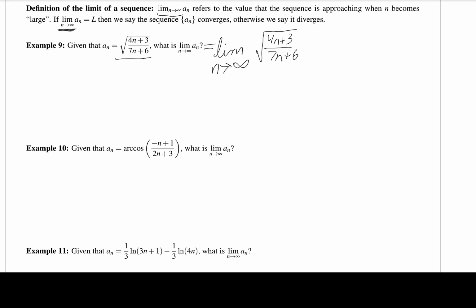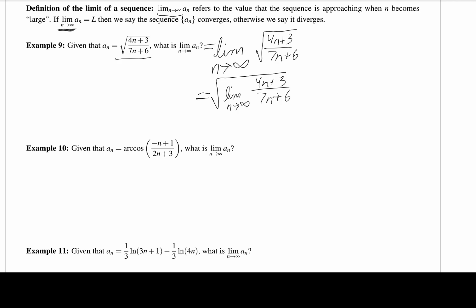4n plus 3 over 7n plus 6. Now is a great time for us to recall that when we have the limit of a square root function, since the square root function is going to be continuous, given that we don't have any negatives in here, we can move our limit inside the square root. So this becomes the square root of limit as n goes to infinity of 4n plus 3 over 7n plus 6.